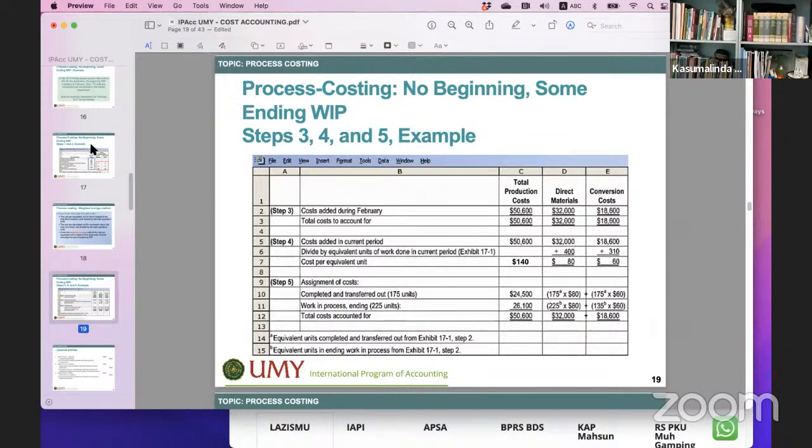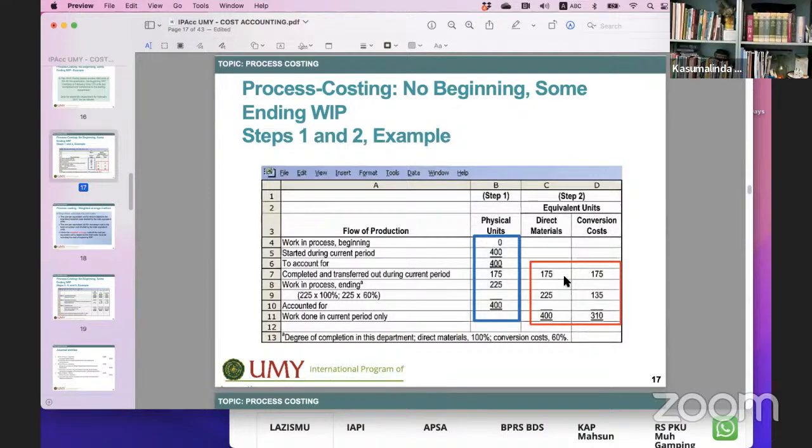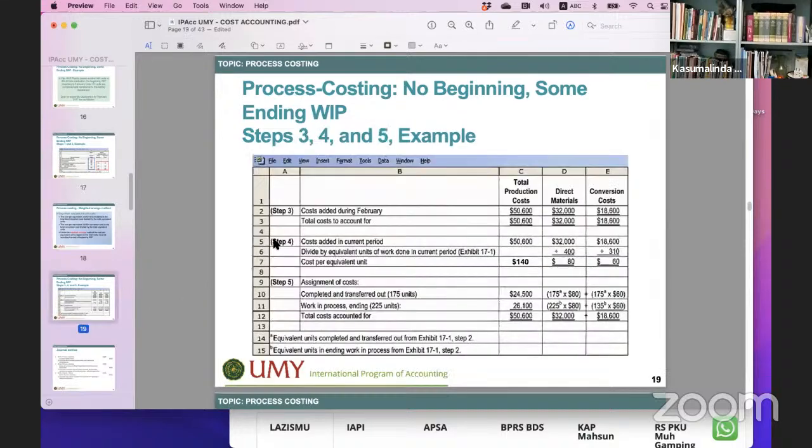Okay, and then for work in process pula, yang ni work in process, we have 225 units, physical unit. But for direct material, the units is 225. Conversion is 135. That is in unit. So to know the cost, we multiply with the cost per equivalent unit respectively. Okay, 80 for direct materials and 60 for conversion cost. So tengok balik yang ni, this is the equivalent units that we calculated in step 2 that I've shown to you in the table just now.